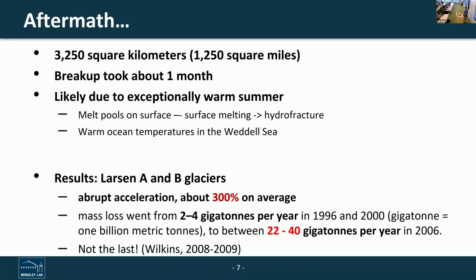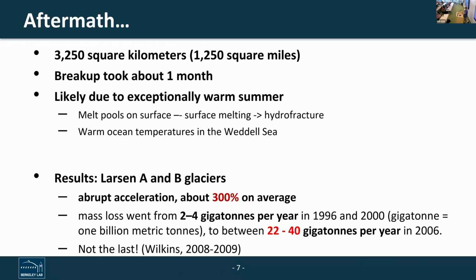What caught everyone by surprise though was what happened in the aftermath. The glaciers that feed that ice shelf sped up very rapidly, about 300% on average. And the mass loss went from 2.2 to 4 gigatons a year to about 22 to 40 gigatons per year. So it went up by a factor of 10. And this caught everyone by surprise. Suddenly it was obvious that these things were much more dynamic than people expected.